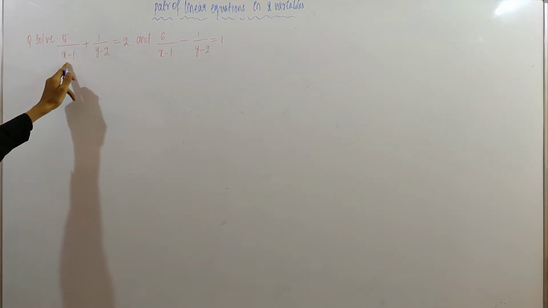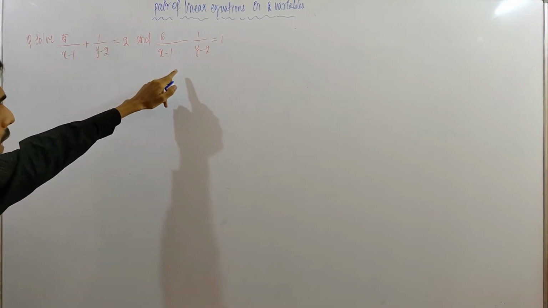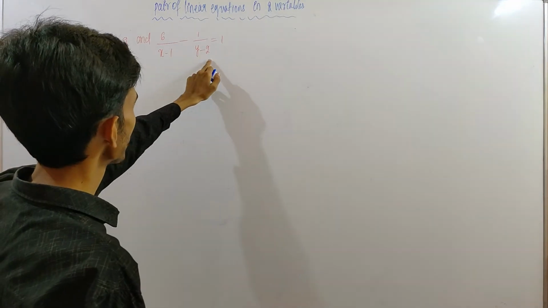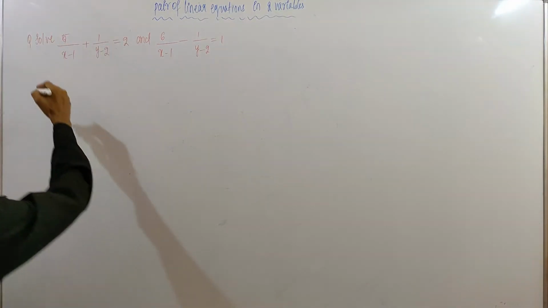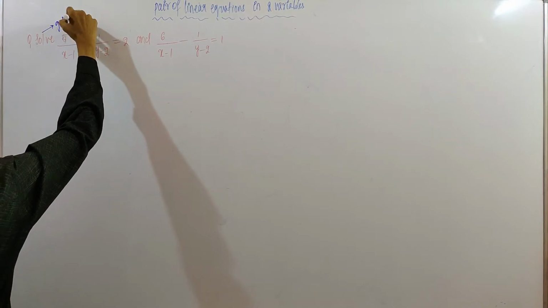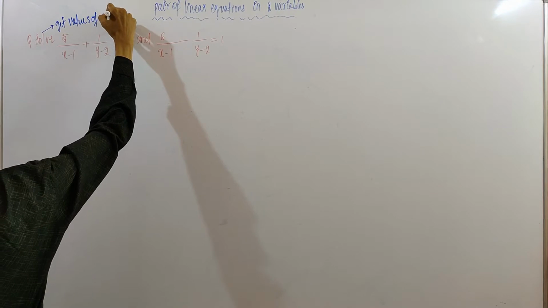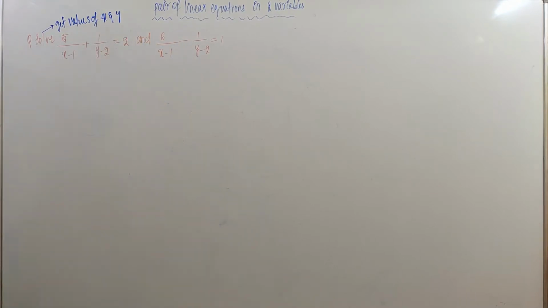Solve 5 by x minus 1 plus 1 by y minus 2 equal to 2, and 6 by x minus 1 minus 1 by y minus 2 equal to 1. Solve means getting the values of variables x and y.